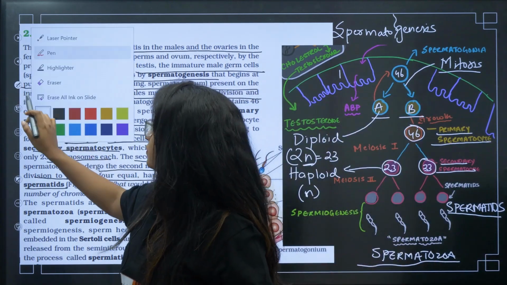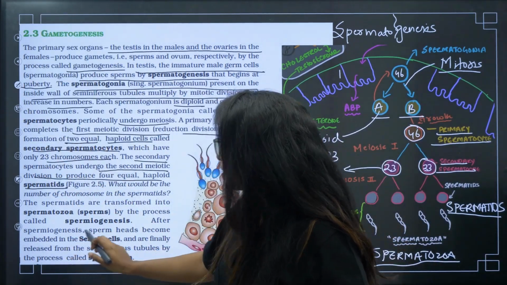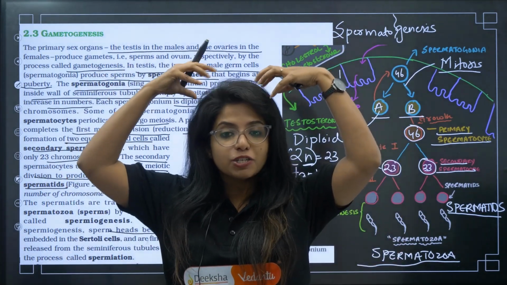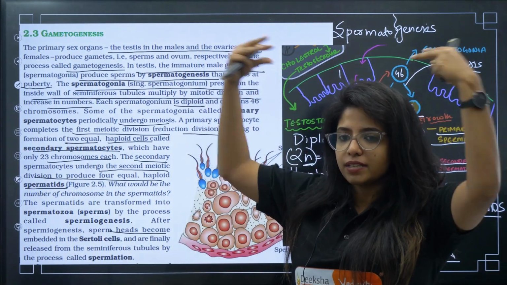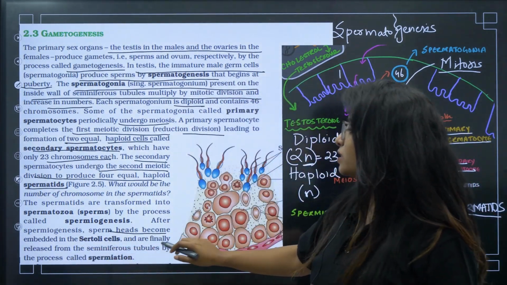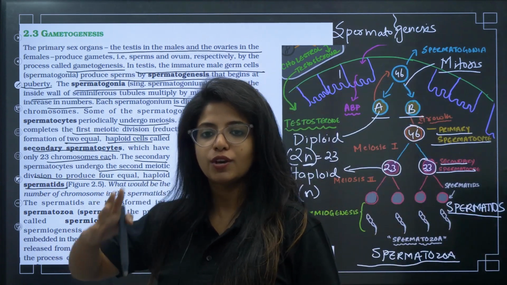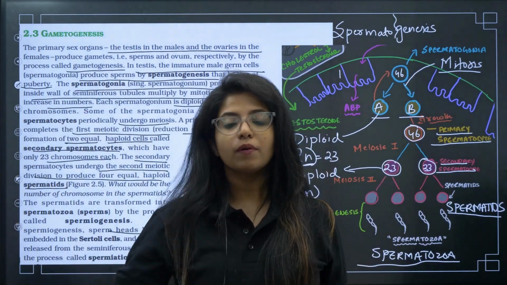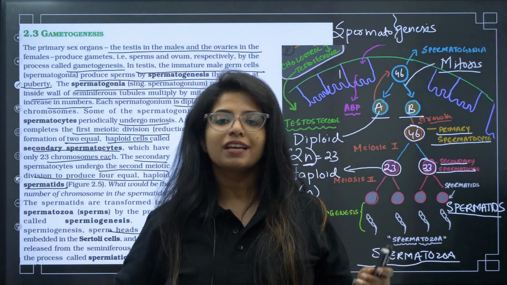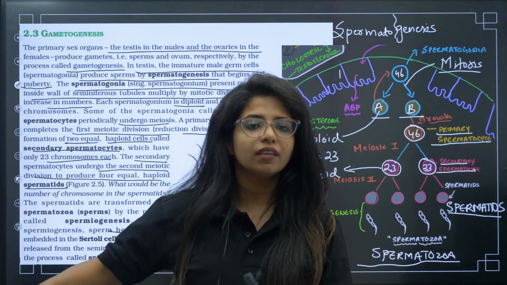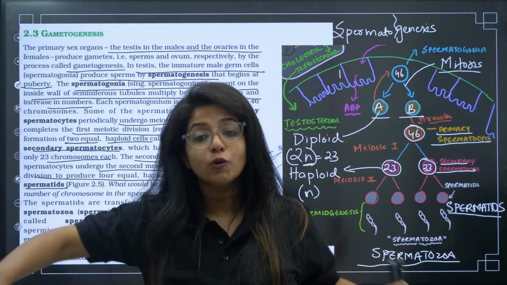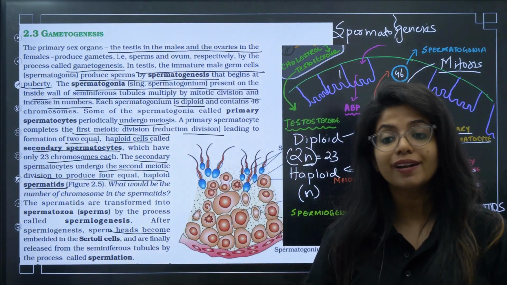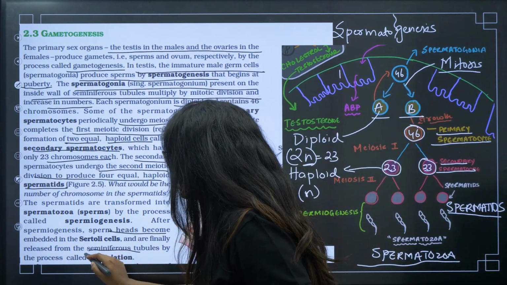Now that's not all. After spermiogenesis, sperm heads become embedded in the Sertoli cells. So Sertoli cells were there for providing nourishment, right? So now the sperms are going to embed their heads in the Sertoli cells and are finally released from the seminiferous tubules by the process called spermiation. There are a lot of processes inside there, but as of now we don't need to dig deep into that. You just have to remember that after the transformation, the Sertoli cells provide nourishment, and later the sperms will move out of the seminiferous tubules. This process is known as spermiation.